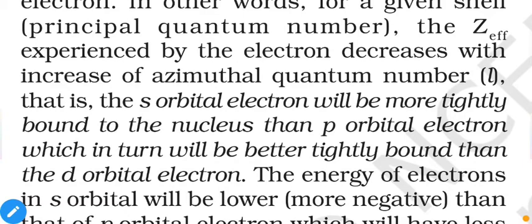So as mentioned here, as we move from s to p and p to d, we are actually spending more time away from the nucleus. That's why attraction between them decreases and Z effective decreases with increasing azimuthal quantum number. And decreased attraction means decreased strength. So s orbital electrons are strongly bonded with the nucleus and d orbital electrons are weakly bonded with nucleus.